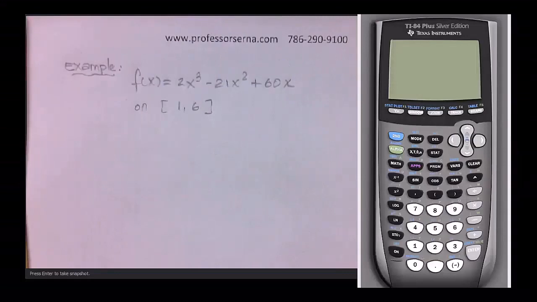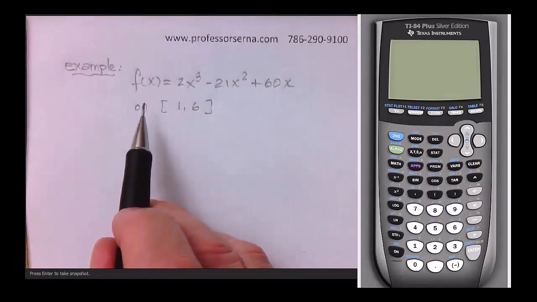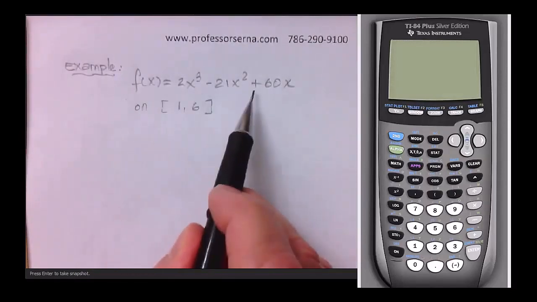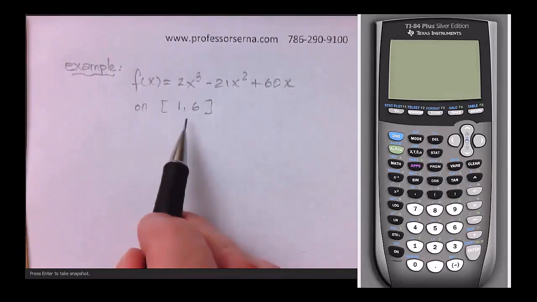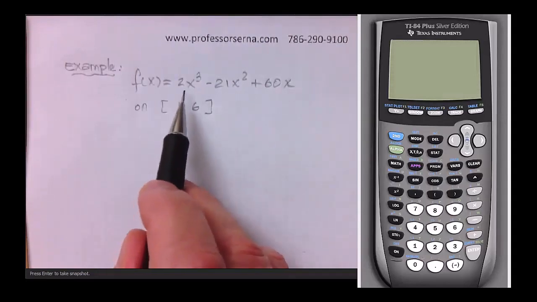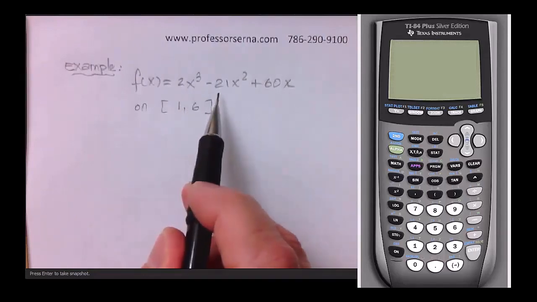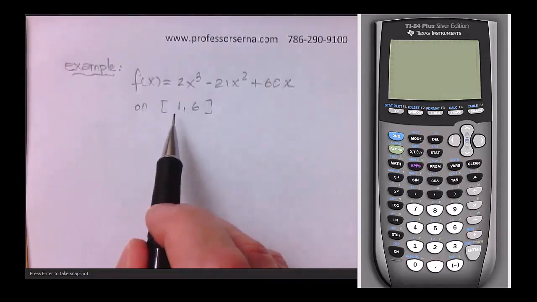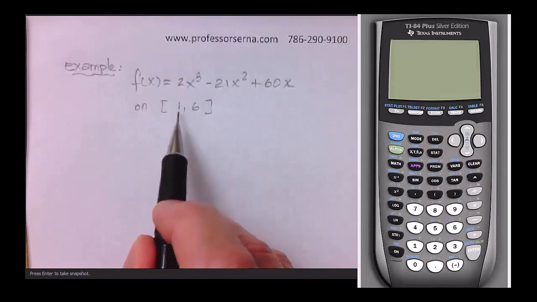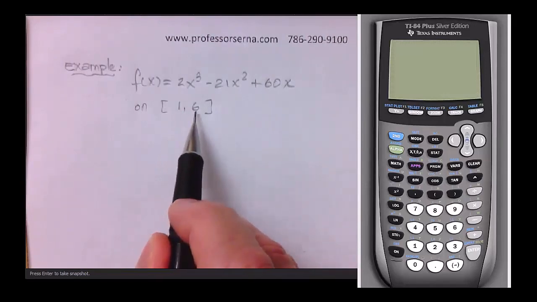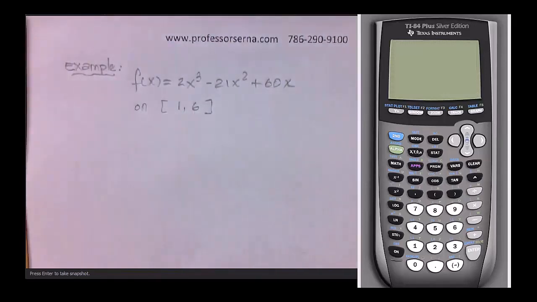Let me give you an example. Let's say that we want to find the absolute maximum and minimum values of this function on this interval. First of all, this is a polynomial, and therefore it is continuous everywhere. So it will be continuous in the closed interval from 1 to 6, and therefore it has to have an absolute maximum and absolute minimum.